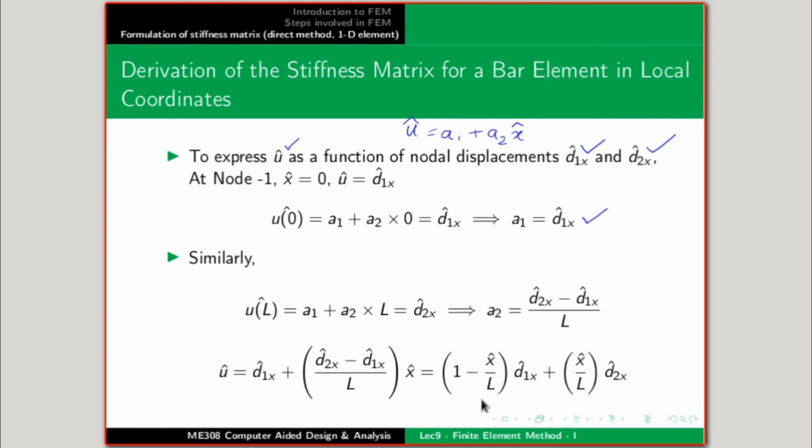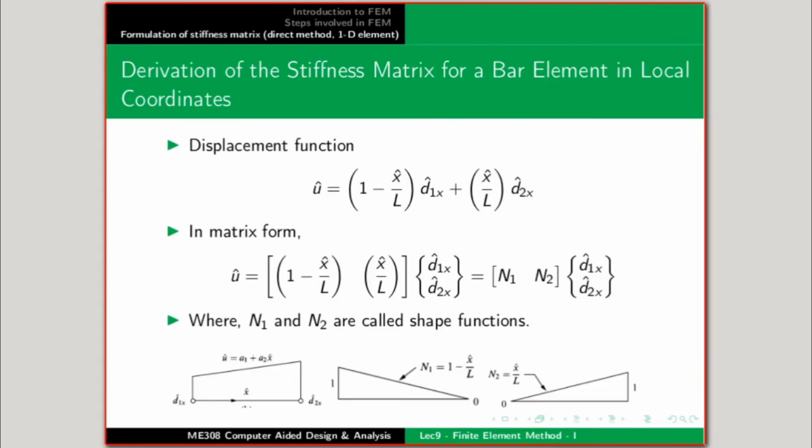We can rearrange this as 1 minus x cap by L into d1x plus x cap by L into d2x. This is the expression for displacement in the case of a linear two-noded element, and you have to keep this expression in mind. So from the earlier derivation, we got the displacement function as u cap equal to 1 minus x cap by L into d1x plus x cap by L into d2x cap. This is our expression for the displacement function.